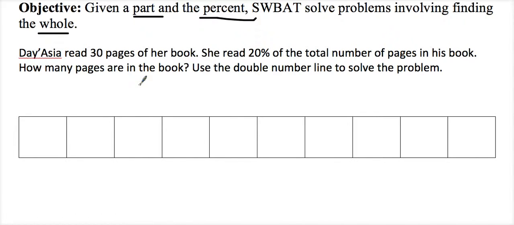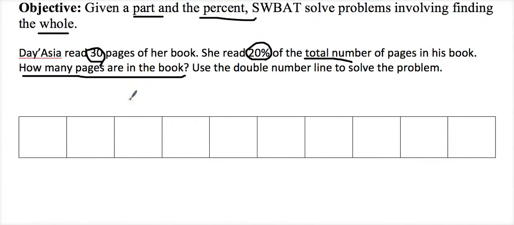Right, part, whole, percent. Now in this case, let's read through this problem. Deja read 30 pages of her book. She read 20% of the total number of pages in this book. 20% of the total. How many pages are in the book? When it's asking how many pages are in the book, is it asking how many pages are in the part that Deja read, or is it asking how many are in the total book? Right, it's asking in the total book. So it's asking for the whole.